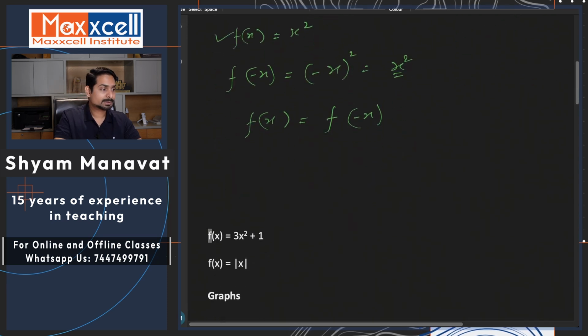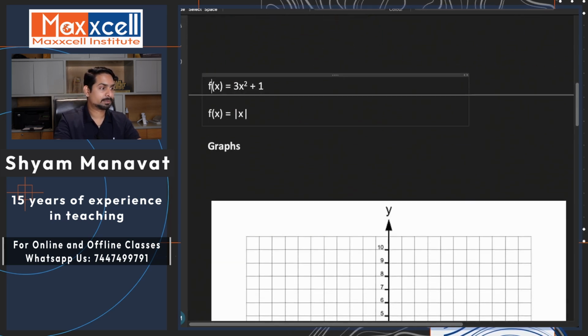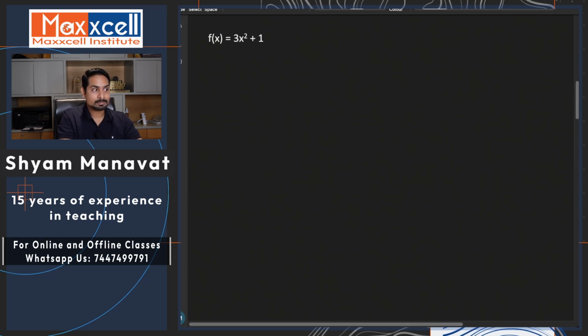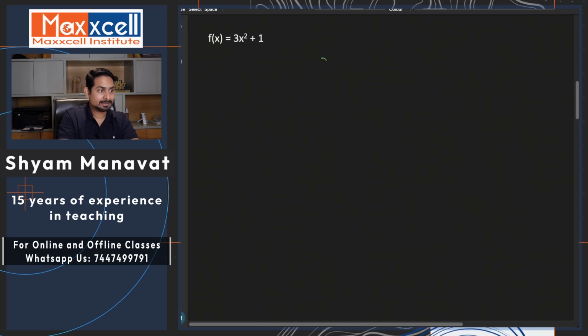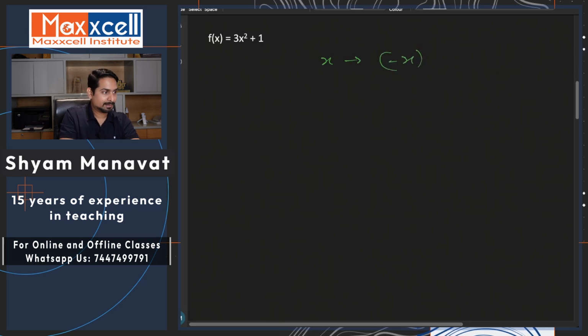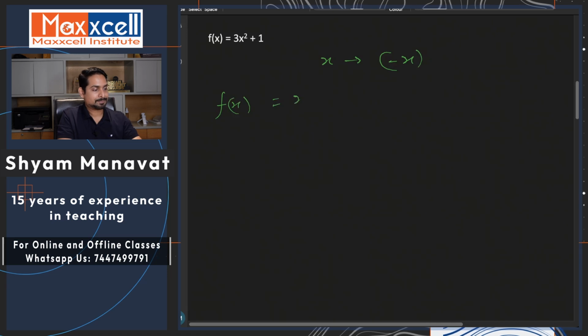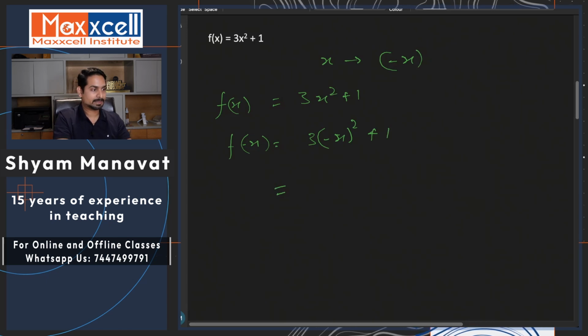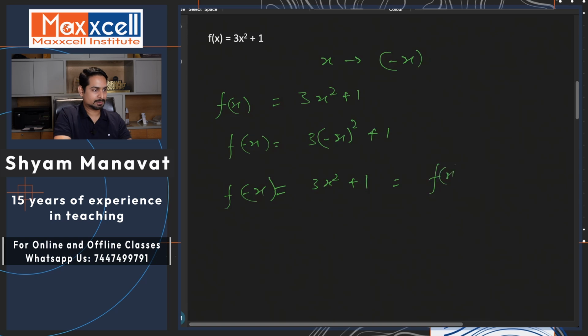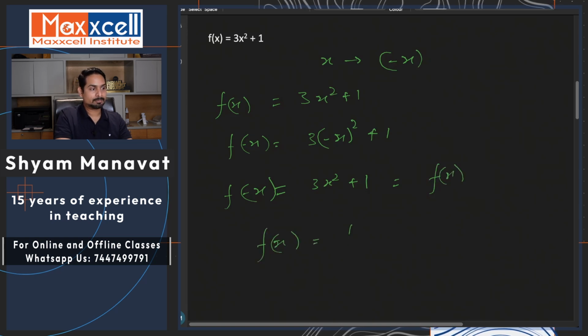Are you getting it? Understand concept builder videos. If you see f of x equal to 3x square plus 1, can you tell me whether it is an even function or not? If you replace x with minus x, then f of minus x will be equal to 3 times minus x square plus 1. Again, the negative value to the power even will get you what? A positive number. So this will again get you 3x square plus 1, which is equal to f of x. So again f of x is equal to f of minus x, that means that is also an even function. Are you getting it?